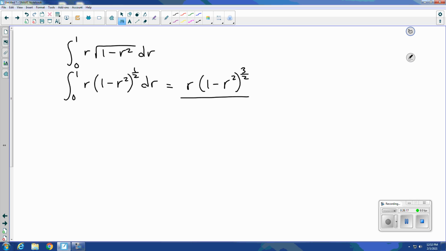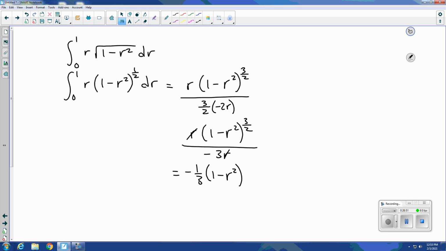So it's going to be divided by 3/2 and negative 2r. Okay, so I forgot to divide by that 3/2. So you add 1 and then divide by the new exponent. That's our power rule. So I forgot that. Now clean this up. On the bottom here, we're going to have negative 3r. The r's cancel. And we're going to have negative 1/3, (1 minus r squared) to the 3/2.